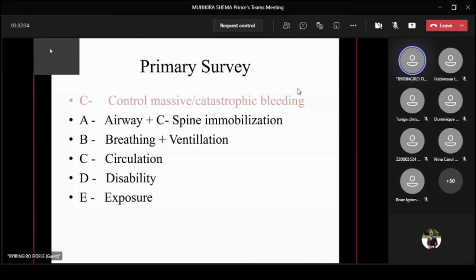On B, you look at the respiration. If there is any tension pneumothorax, if there is any hemothorax, you control it before you go to the last point. Okay? Never be impressed by the wound. Never be impressed by a deformity. Just follow this systematically. Do you get me?